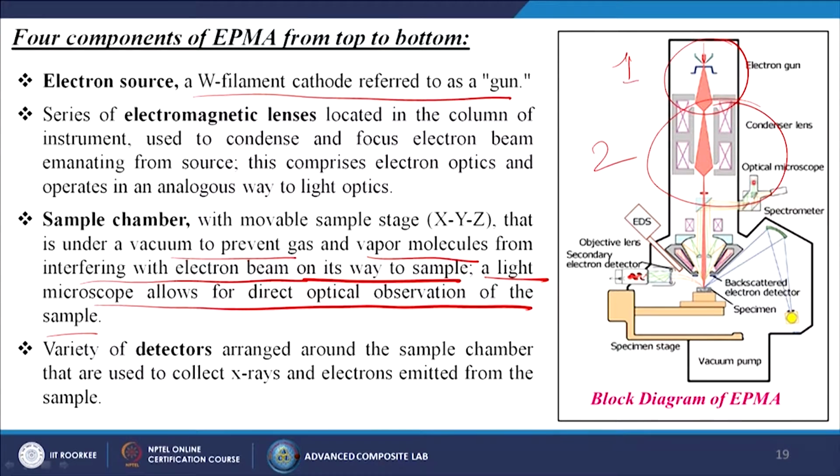Then a variety of detectors arranged around the sample chamber are used to collect X-rays and electrons emitted from the sample itself. So, we have the secondary electron detector and the backscattered electron detector, and this zone is number 3, and all these detectors are known as number 4.